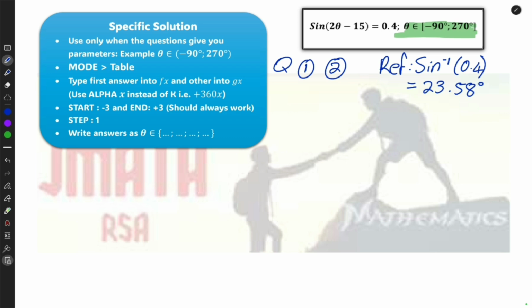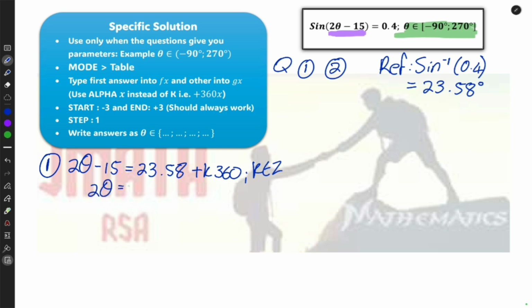Okay, great. So to get the solution now, I need to take this entire bracket as what I'm going to write on the left. And then I'm going to do algebra until theta is alone. So I'm just going to do it here to give myself some space. So quadrant 1, I can say is 2 theta minus 15 equals just the reference angle. So 23.58 plus k 360, and I know k is an element of z. Now, like I said, I'm just going to do algebra until theta is alone. So 2 theta is going to be equal to 38.58, and theta is going to equal 19.29. And that is still plus k 360, and this one is plus k 180.